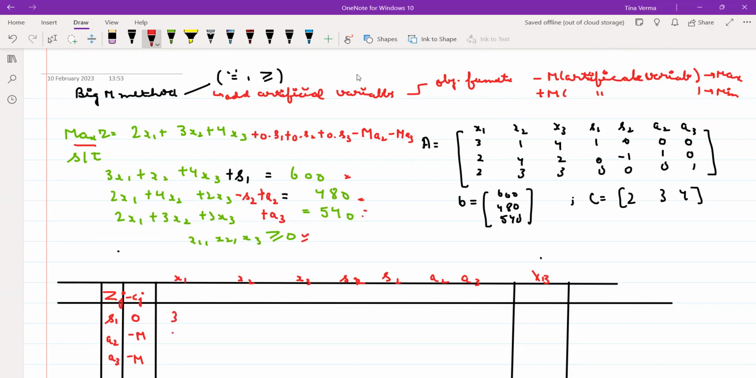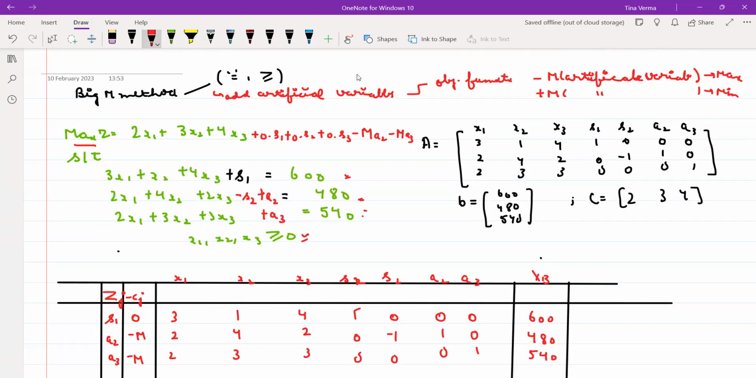So this is my row 3 2 2 1 4 3. This is 4 2 3. This is 1 0 0. This is 0 minus 1 0. And this is 0 1 0 and 0 0 1. And here will be my right hand side 600, 480 and my 540.